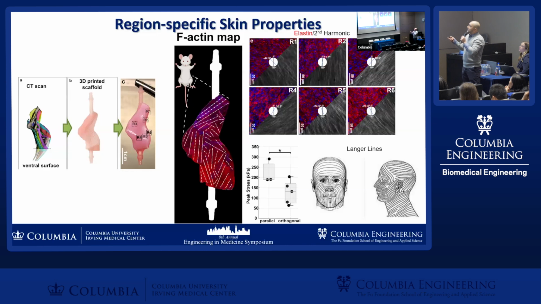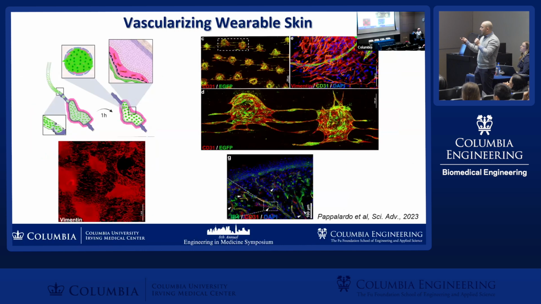And then we confirmed this with second harmonic imaging and elastin staining. And in addition to that, we took biopsies from these different regions. We stretched them in parallel to these fibers or orthogonal to these fibers to see if we'd capture any differences in mechanical properties. And what we found was we really started to capture these anisotropic mechanical properties of the human skin that we have never seen before in 3D skin constructs. So that was really exciting for us.